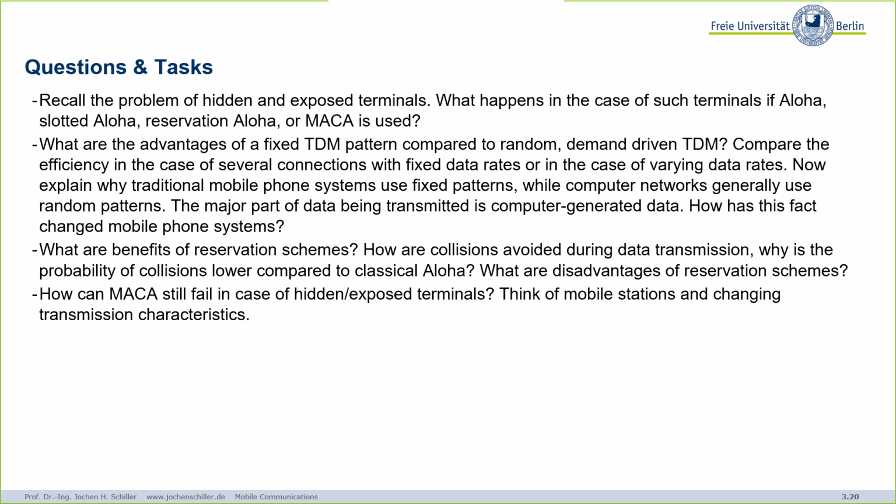Okay. First of all, are there some general questions to these types of medium access? If not, we go to the first question. Hidden exposed terminals. Recall the problem. It was exactly this: I do not hear the other and I start sending.